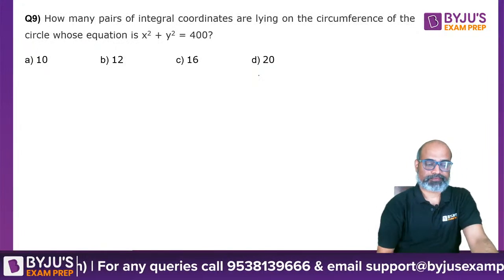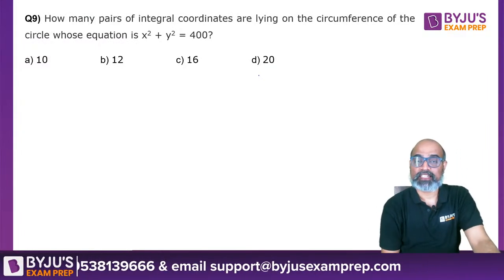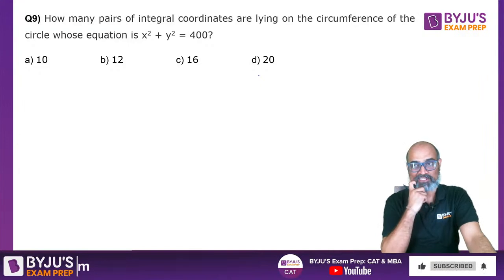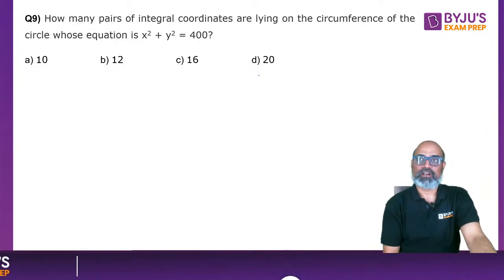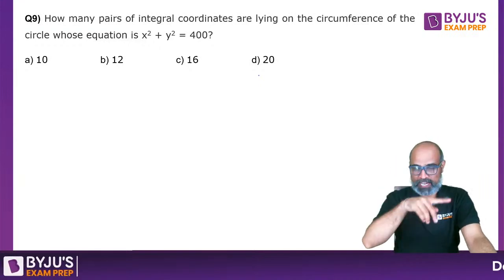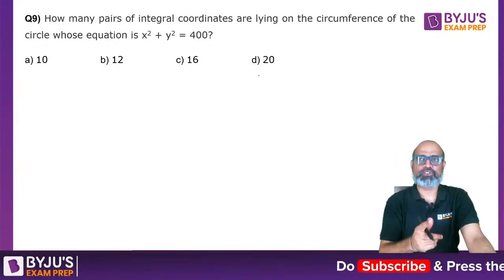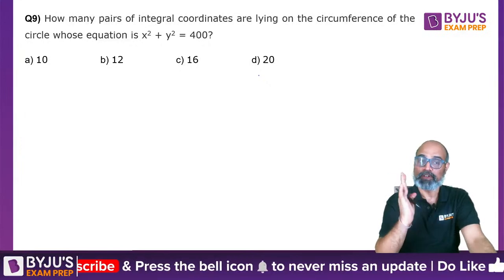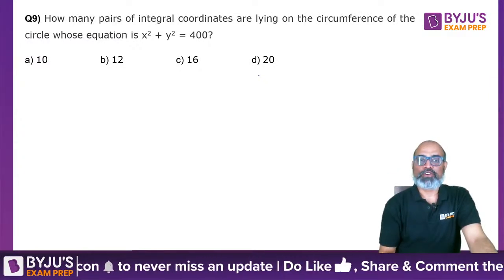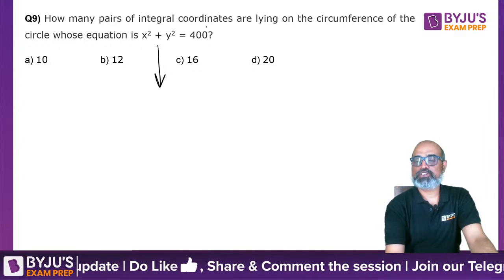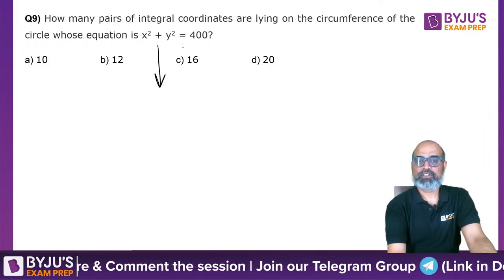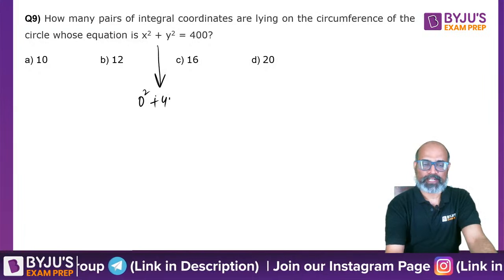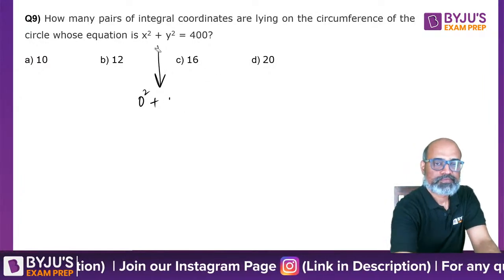Ninth question. How many pairs of integral coordinates are lying on the circumference of a circle whose equation is x square plus y square is equal to 400? Now, drawing it won't help you. Using coordinate geometry to actually plot the graph is also not going to help you, because you can't plot the perfect graph and you can't count. So you will have to solve it. So we need to find all those values of x square plus y square is equal to 400 where it will make sense, right? So this is 0 square plus 400, as in 20 square. 400 is 20 square, no? So we'll take this as 20 square.